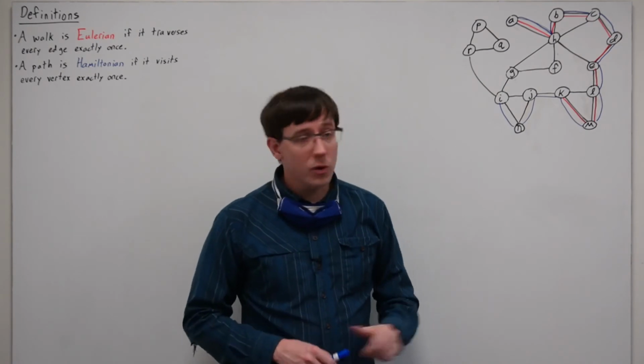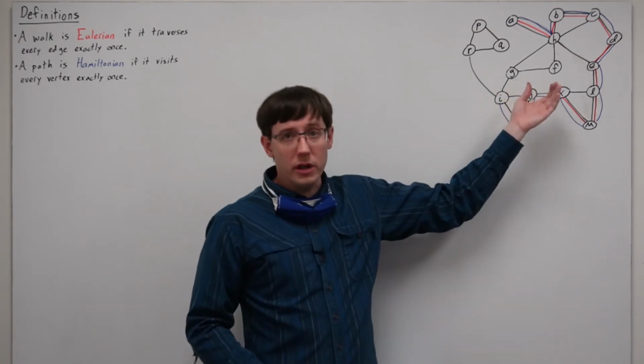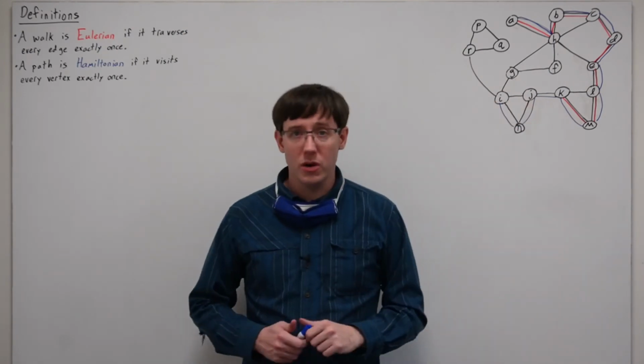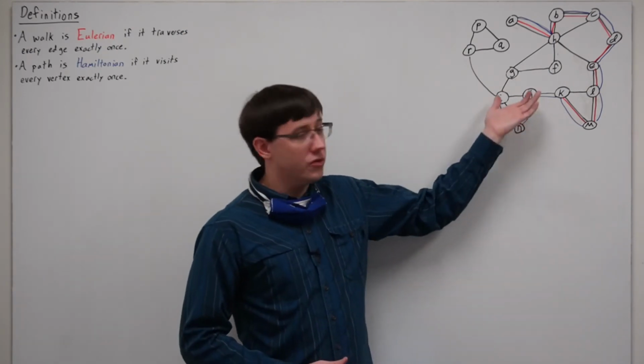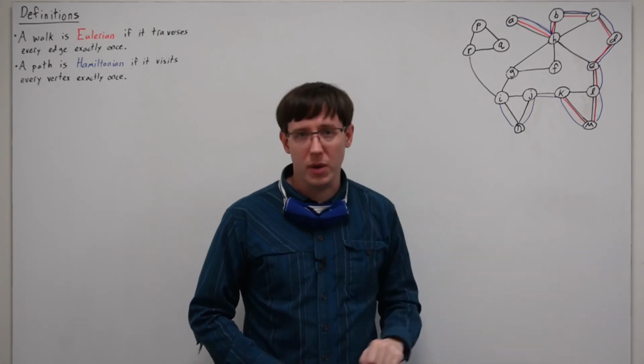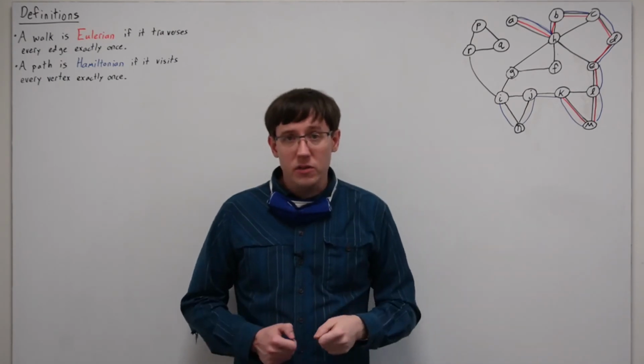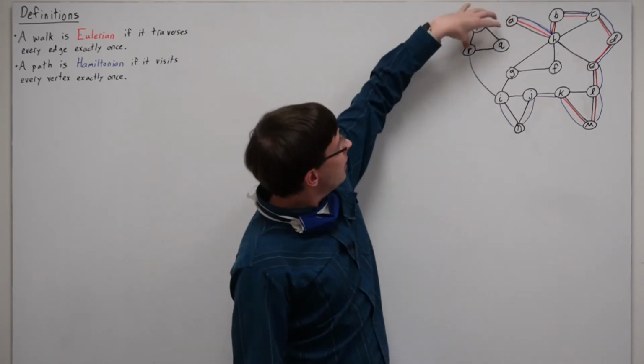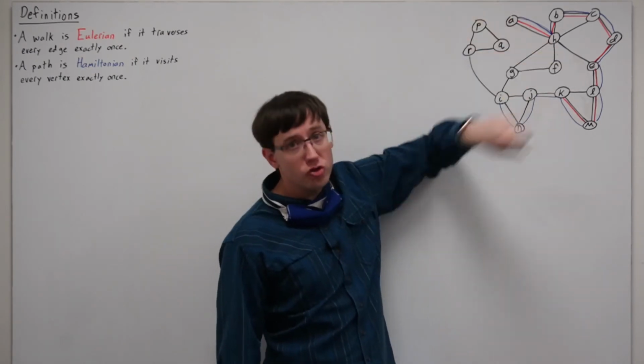But is there something we could have done differently to avoid getting stuck here? Well, in this case it turns out no. This graph does not have a Hamiltonian path, and the reason is that there's no path that can visit all of A, PQR, and GF.